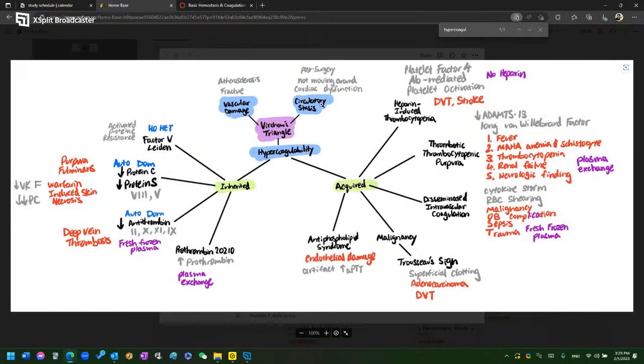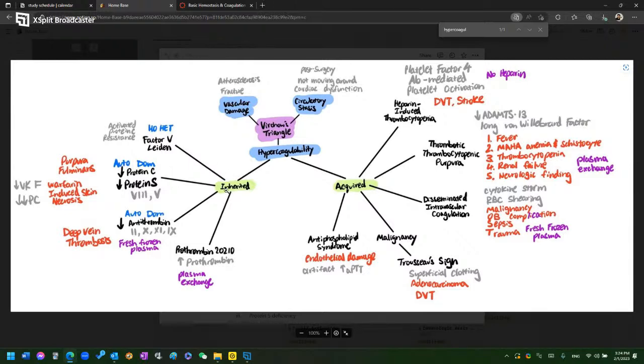So circulatory stasis. But then the one that we're going to focus on out of these three is hypercoagulability, which is more of an inherent problem with either your platelets or your clotting factors. Okay, so this can either be inherited or it can be acquired, as are most diseases. Let's talk first about inherited.